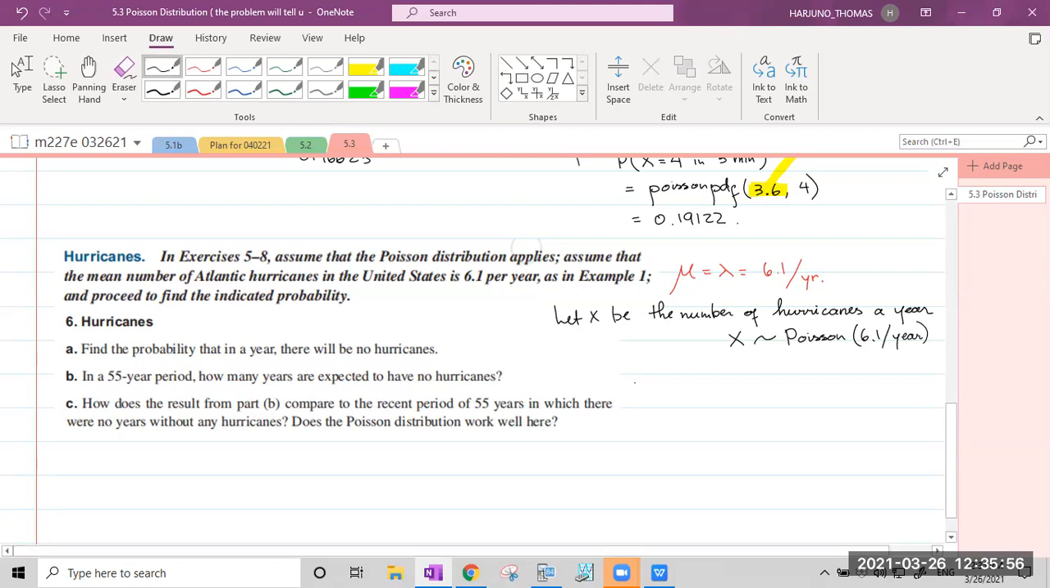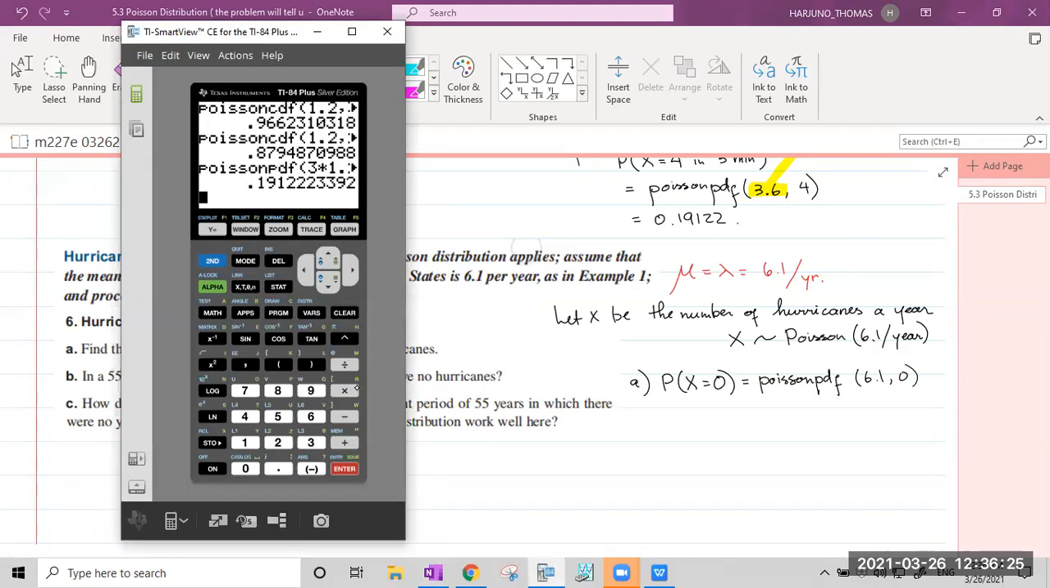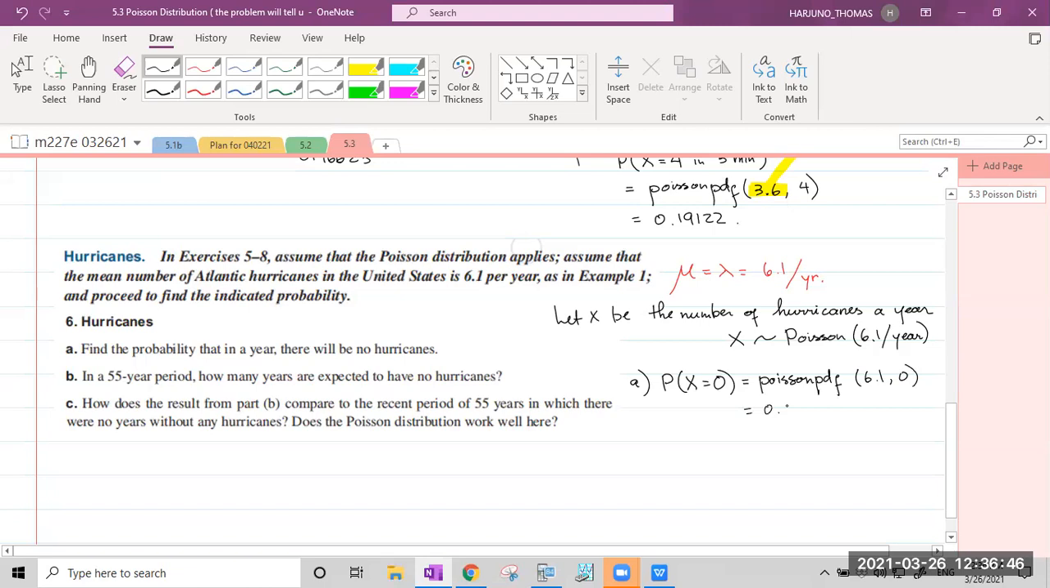Now, part A. What is the probability that in a year, so it's still 1 year, there will be no hurricanes? That will be the probability that x equals 0. That will be Poisson Pdf (6.1, 0). Using Poisson Pdf, we get 0.00224. That's the probability.